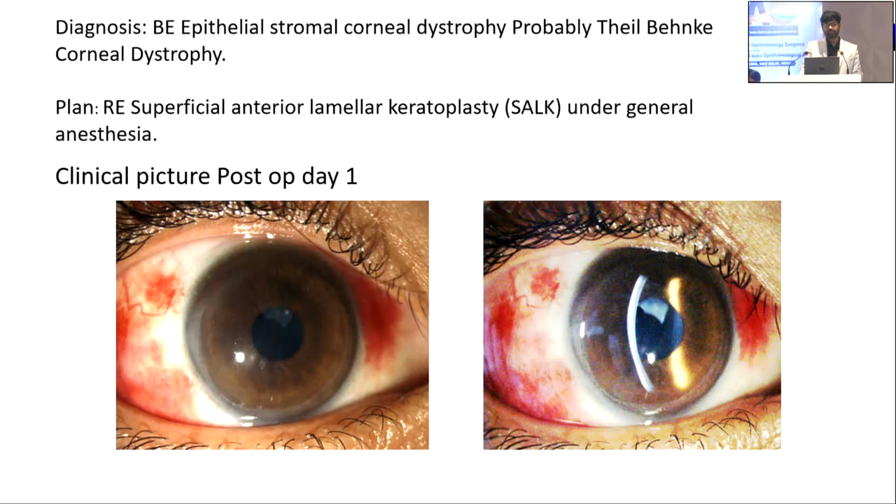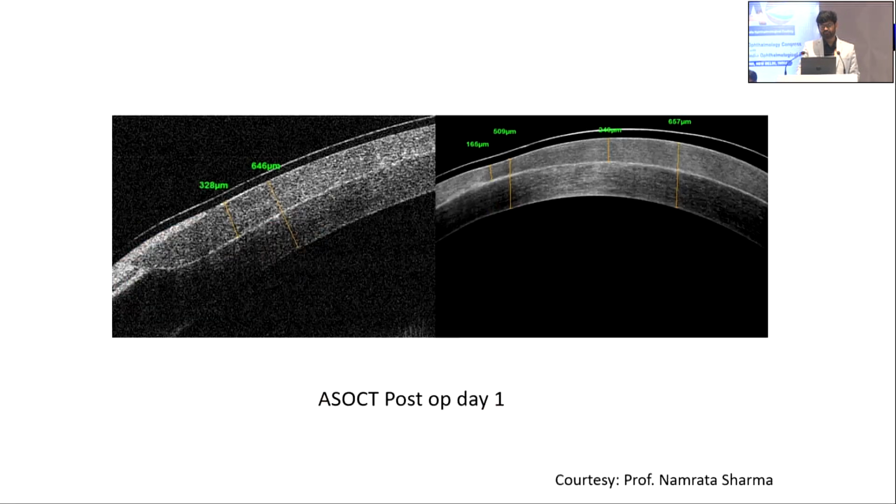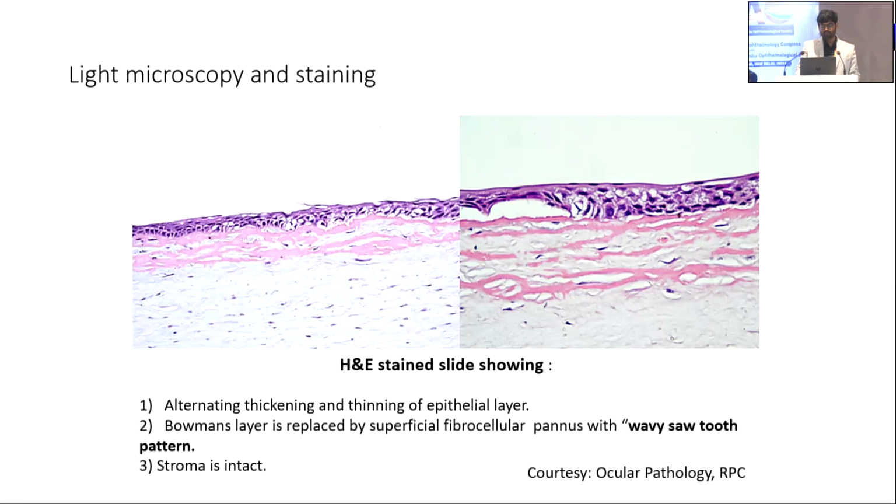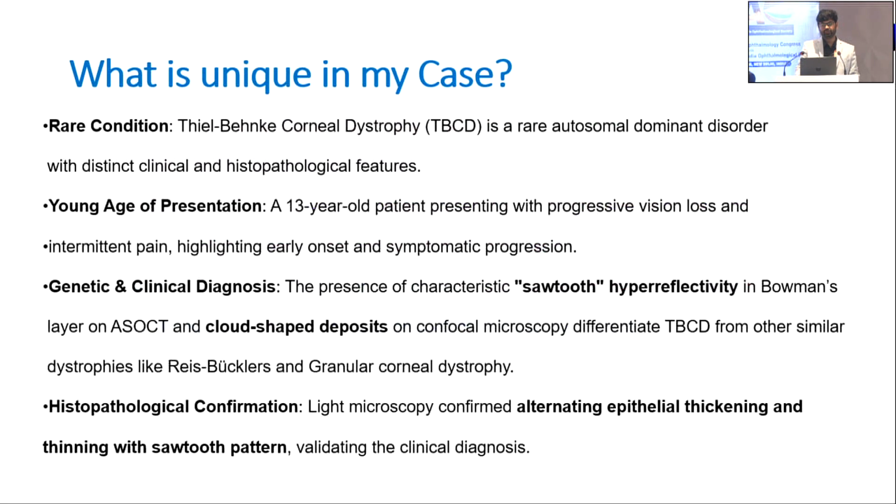The patient underwent right eye superficial anterior lamellar keratoplasty under general anesthesia. This is the clinical picture on post-op day 1, and the AS-OCT on post-op day 1, where we can see the regularity of the cornea. On histopathological examination, we can see the sawtooth pattern, which is suggestive of Thiel-Behnke corneal dystrophy.